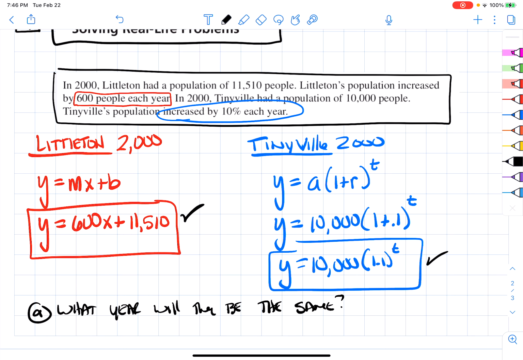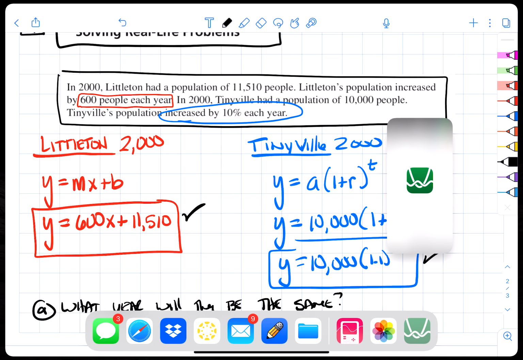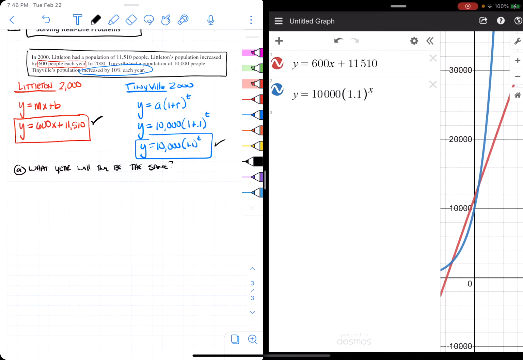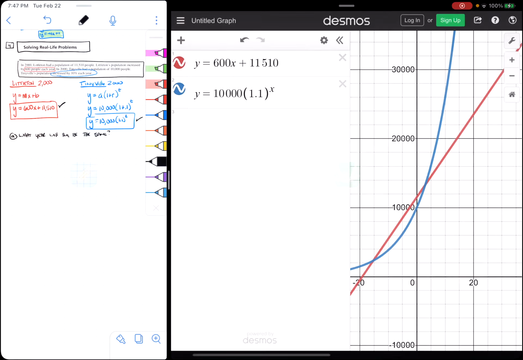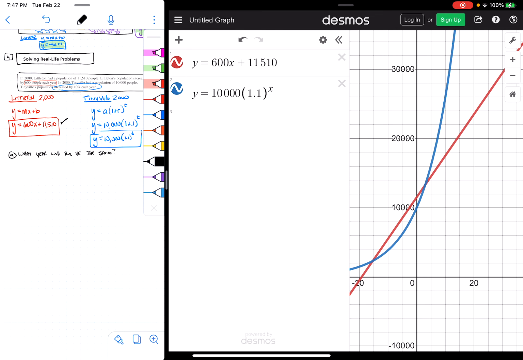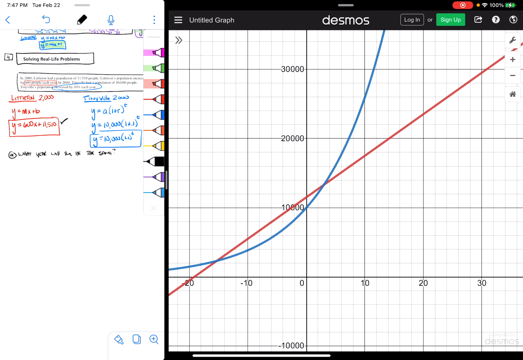So I'm going to use some help for this one. So I'm going to show you guys what I did. Okay, let's make it a little bit bigger here and zoom it for you. So let me scoot over. So what I did was I wrote in each one of these equations. So 600x plus 11,510, and then 10,000 times 1.1 to the x. And what I'm looking for here on the graph, x represents years, y represents population. I am looking for where they intersect.